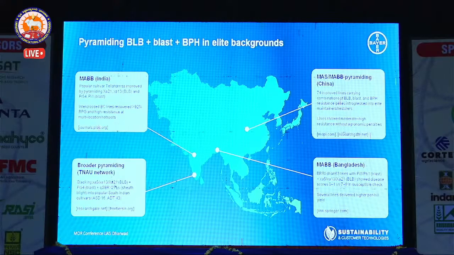So therefore, fast tracking was done in ASD 16 and ADT 43, incorporating and editing the genes. Similarly, in China and Bangladesh, there are some reports. These are very latest one because of the lot of linkage drag in putting the donor gene into this donor genetics, and this.